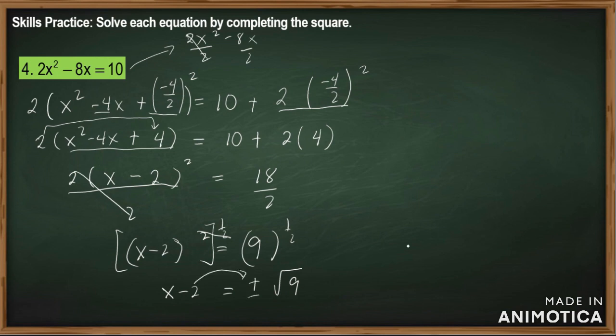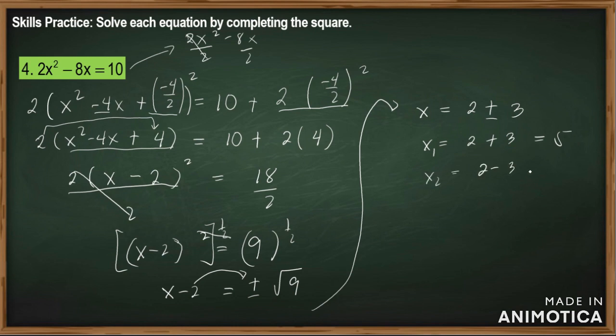Then we transpose this to the right side. So what we have now is x is equal to 2 plus minus. The square root of 9 is 3. So we have x now is equal to 2 plus 3. Okay, that's the first value of x, and that is equal to 5. And the other value is 2 minus 3, which is equal to negative 1. Okay, so this only shows us that this equation also can be solved by factoring. Okay, try it on your own if you can arrive with the same answer using factoring method.